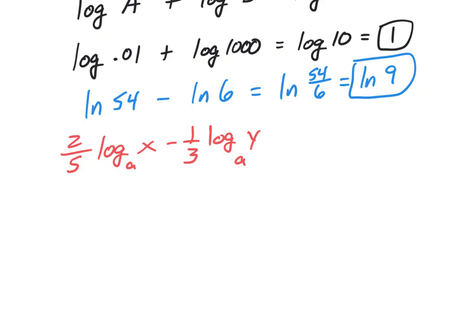Okay, so a little bit more involved here, a little bit more going on. We have some numbers in front of the logs, okay? What we can do with both of these numbers in front of the logs is go the opposite direction. If it was an exponent, we would jump it over. If it's in front, we jump it over as an exponent. So both of these numbers are going to jump over and be an exponent on my two variables. So I'm going to rewrite this as log of x to the 2/5 base a minus the log of y to the 1/3 base a.